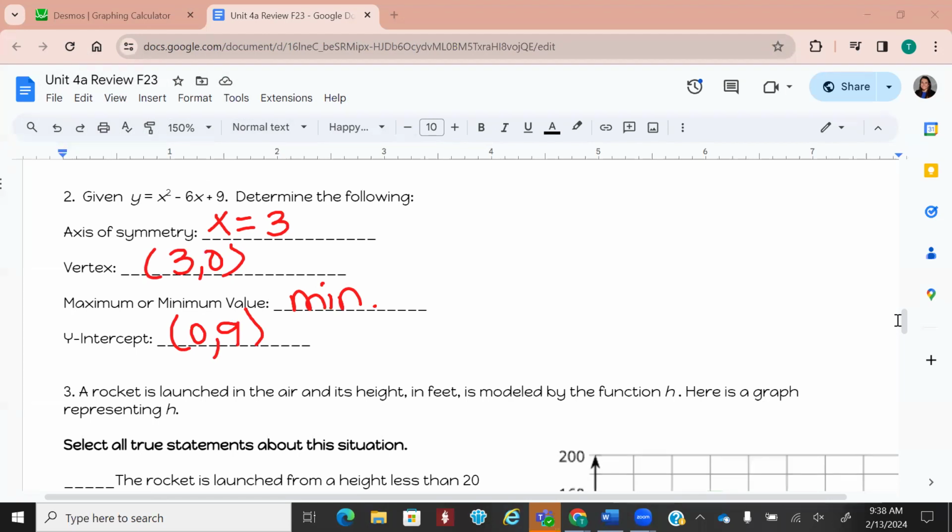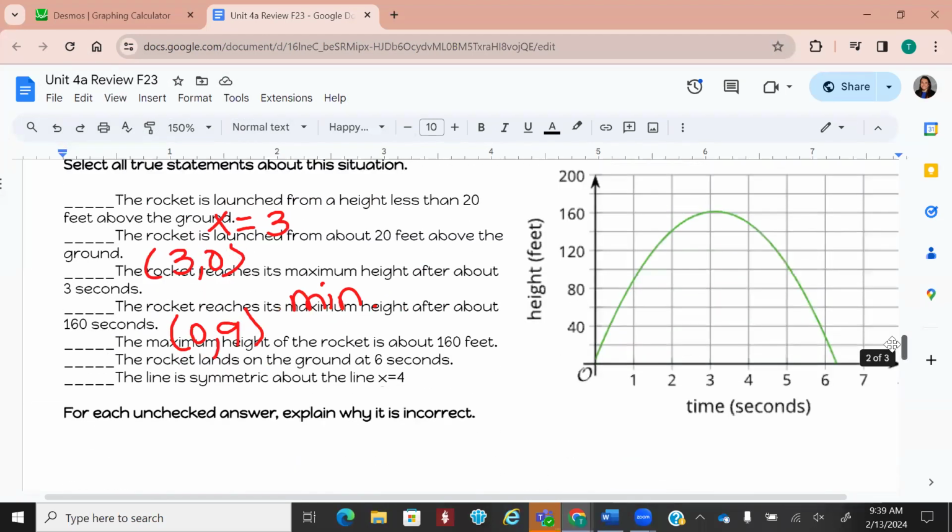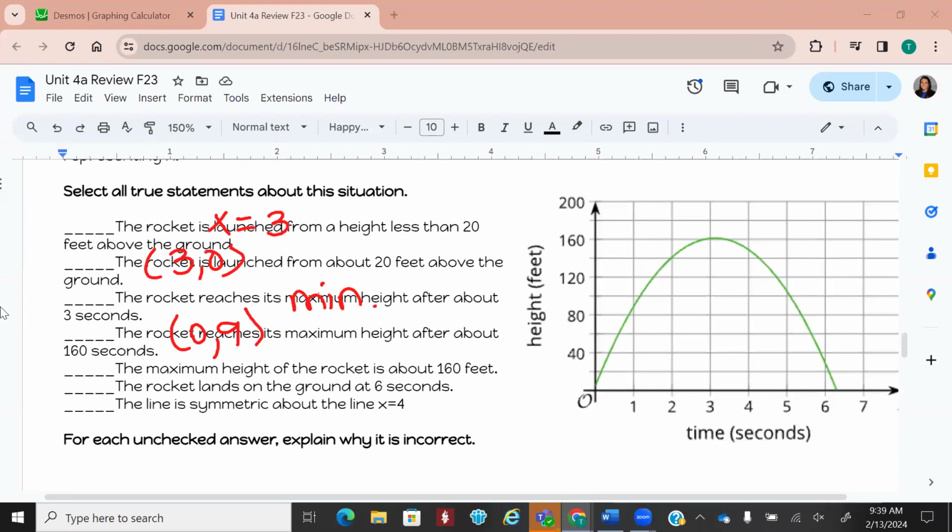Okay. On the next one, we're talking about a rocket. Okay, before we even start doing any craziness, we got some rocket. It's right here. This is my awesome rocket. It takes off and then comes down here. Cool. This guy's maximum. All right, let's read our statements and select all that are true.